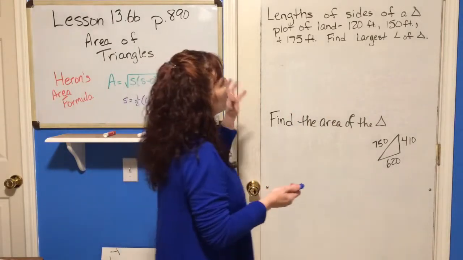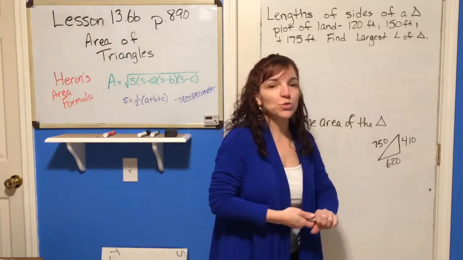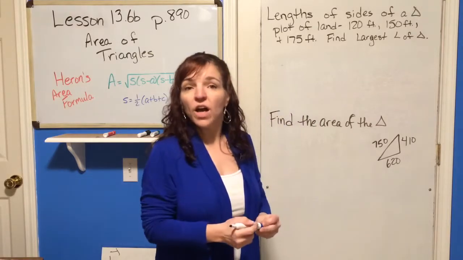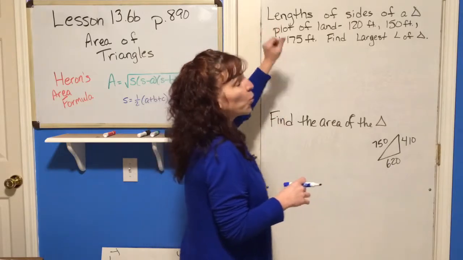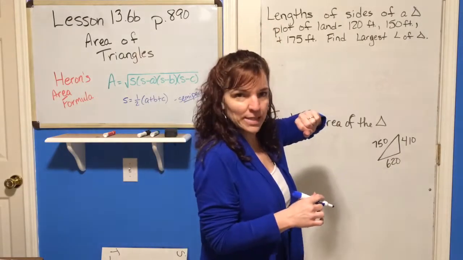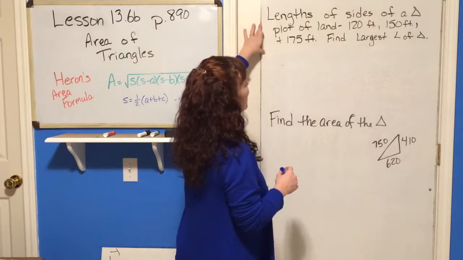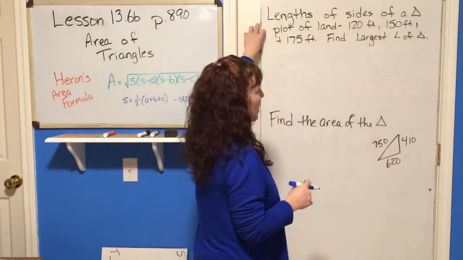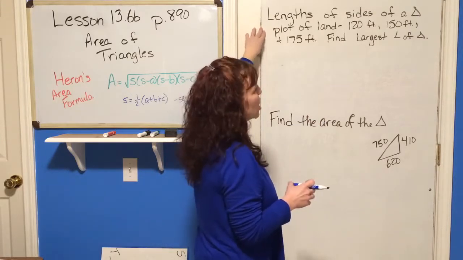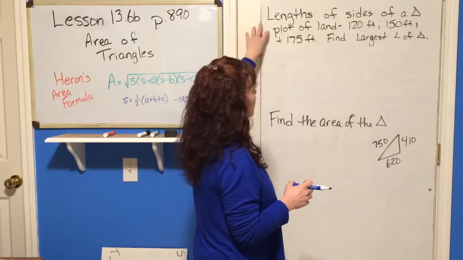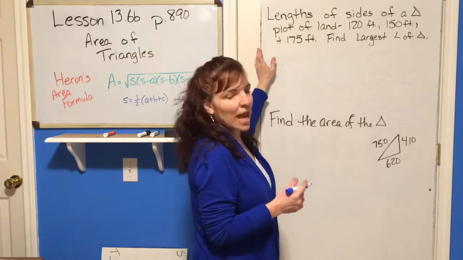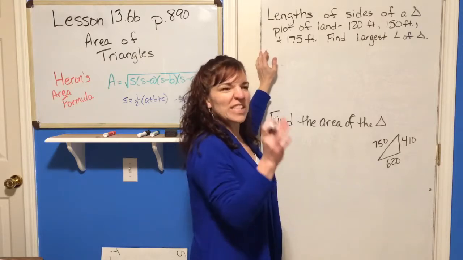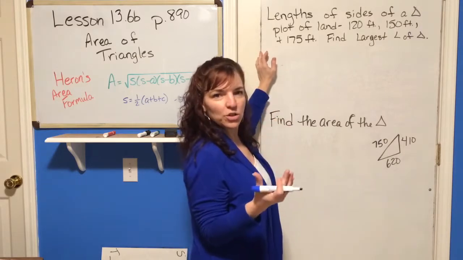So the first problem we're going to do today is actually a review of the law of cosines. It's the word problem that I didn't make you do in the last section. The lengths of the sides of a triangular plot of land are 120 feet, 150 feet, and 175 feet. All I want you to do at this point is find the largest angle of the triangle. So instead of finding all the parts, just find the largest one.